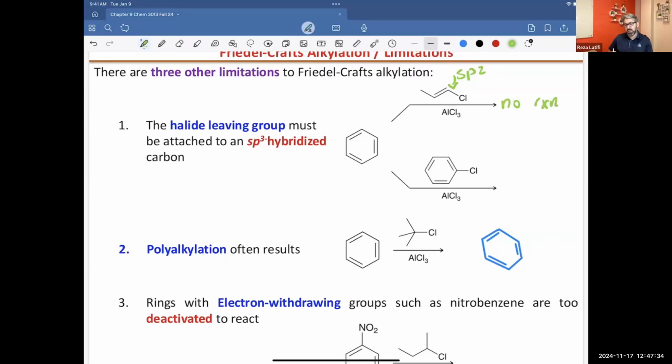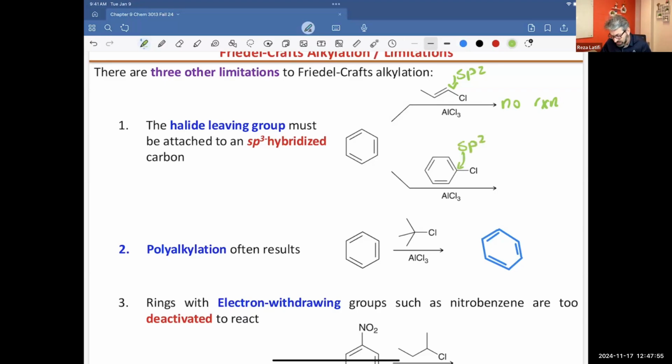Why? Because breaking a carbon-halide bond when the carbon has sp2 hybridization is going to require a huge amount of energy. So the activation energy is going to be huge, and the reaction will not happen. How about putting the halide on an aromatic ring? In that case, that carbon also has sp2 hybridization.